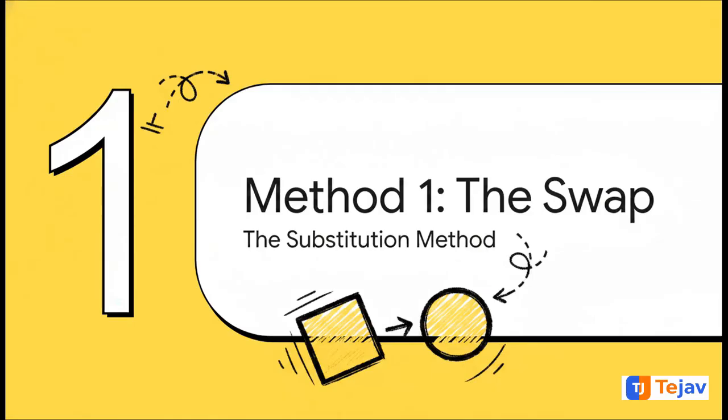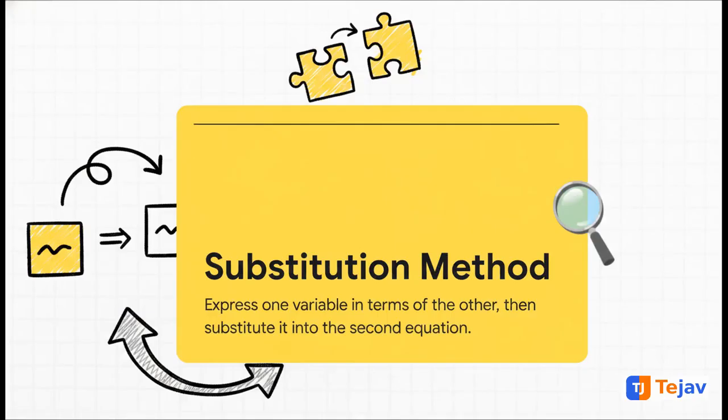All right, method number 1, the swap. Officially, it's called the substitution method, but honestly, the swap is a perfect way to think about it, because that's literally all we're going to do: swap a piece of one equation right into the other. So the big idea here is pretty simple. We're going to take one of the equations and use it to figure out what one variable is in terms of the other. Then we just take that little package and plug it straight into the second equation. It sounds way more complicated than it is, trust me.